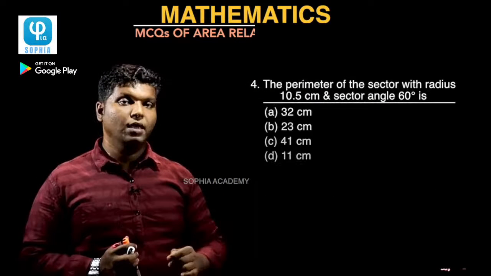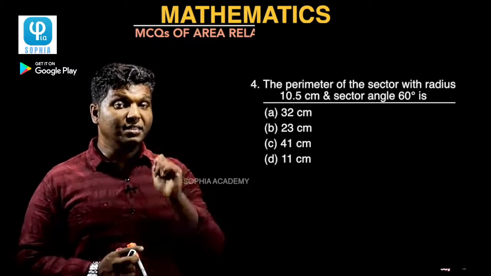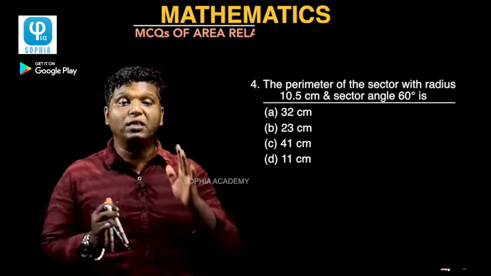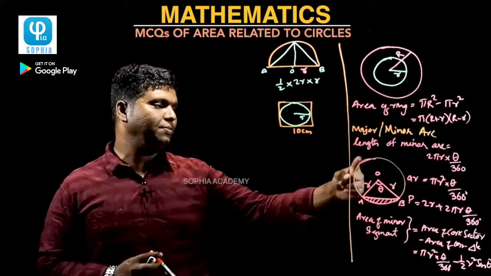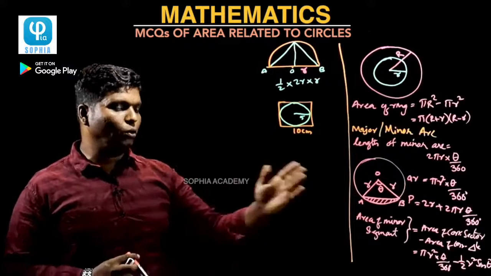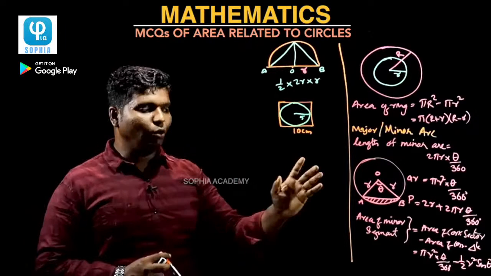The perimeter of the sector with a radius 10.5 centimeters and the sector angle 60 degrees is. That means you have to find the perimeter of the sector. This is your sector. Perimeter of the sector, this one. Okay, you know the equation. That's why I told you initially, you must know the equations very well.